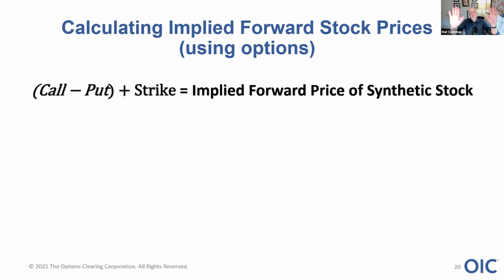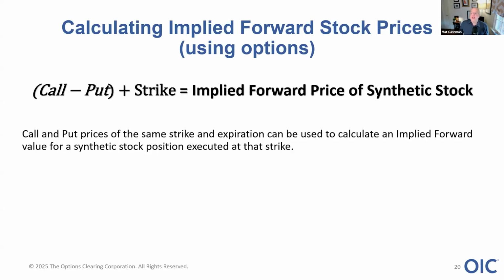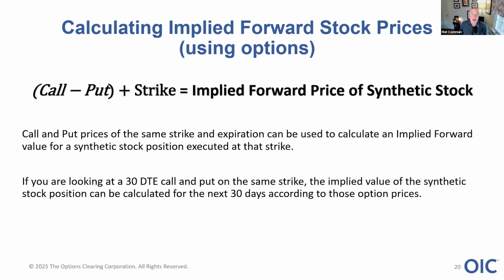If you look at the call and the put, call minus put plus the strike that they're on. Keep in mind, these always have to be on the same strike in order to create full synthetic positions. Call minus put plus strike equals implied forward price. You can use this to calculate the implied forward value for synthetic stock executed at that strike. So if you're looking at a 30-day option, call and put on the same strike, the implied value of the synthetic stock position that you might be able to create by trading those two prices can be calculated for the next 30 days, according to these option prices.